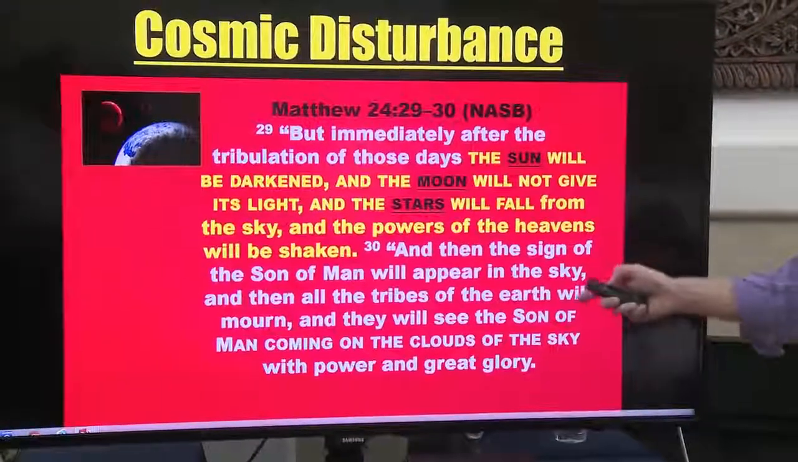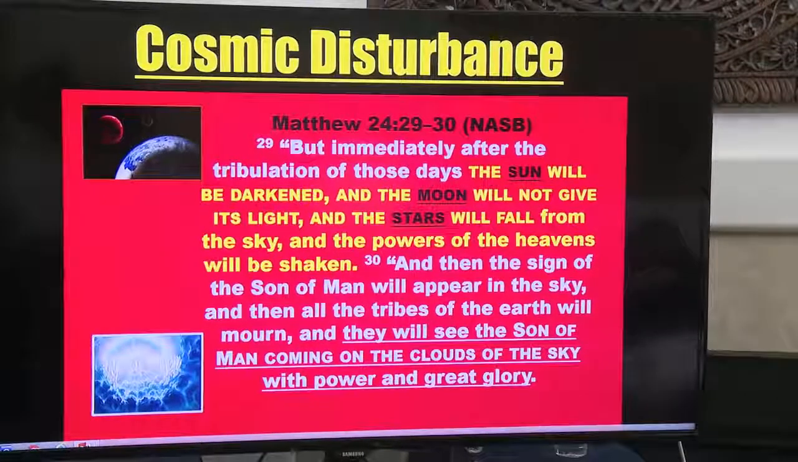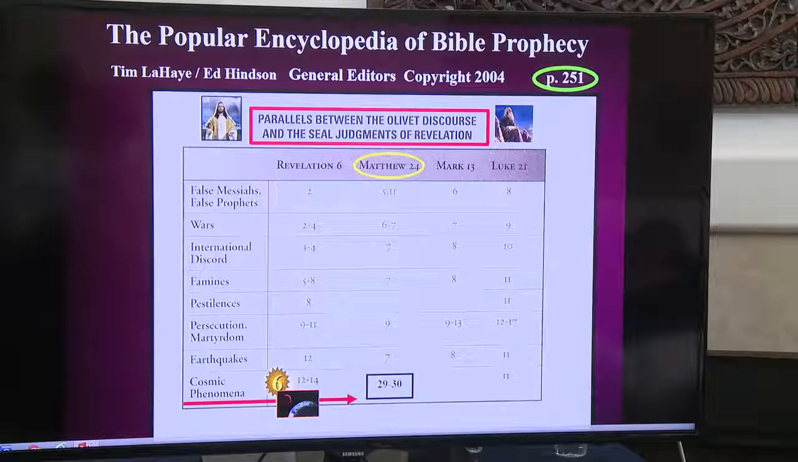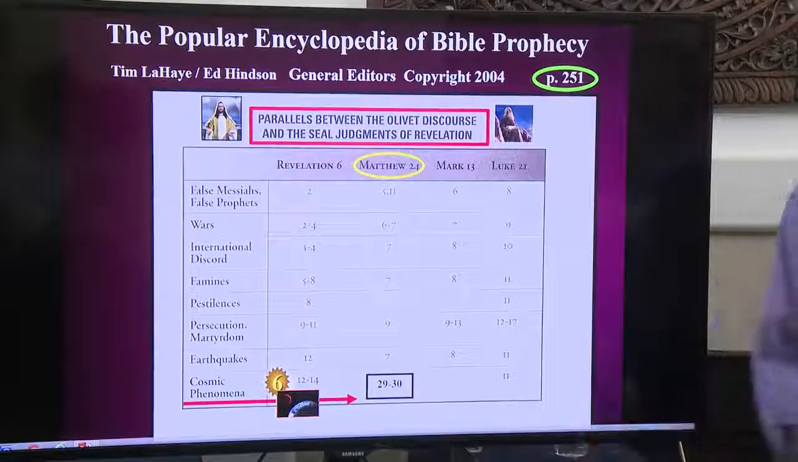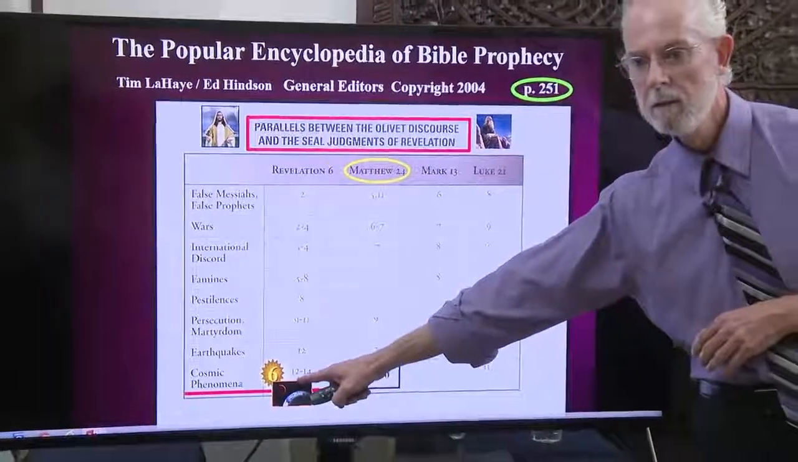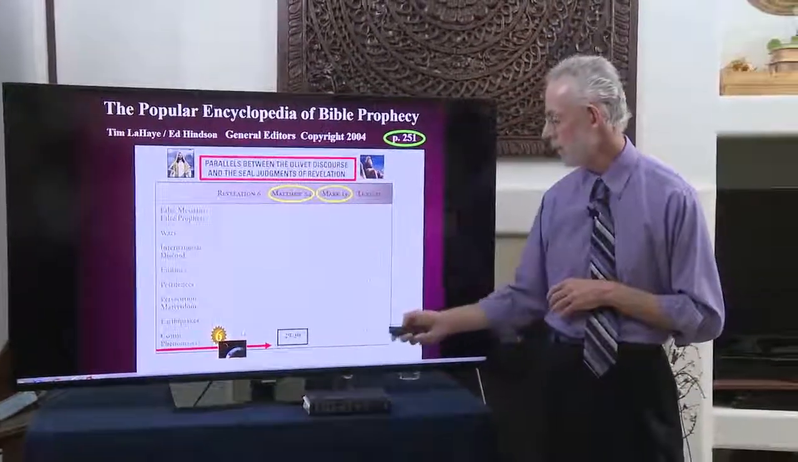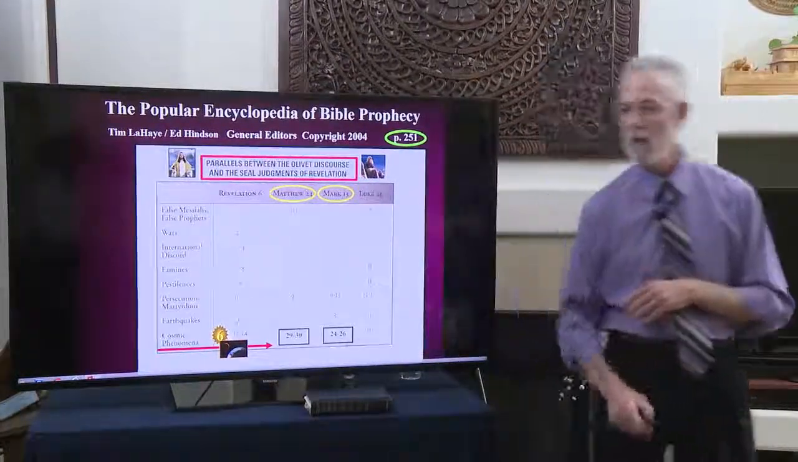And then the sign of the Son of Man will appear in the sky. All the tribes of the earth will mourn. They'll see the Son of Man coming on the clouds of the sky with power and great glory. Very interesting. Those were left blank. They say the same thing this does, that the sun, moon, and stars will go dark. So it's a good question. Why is that blank?